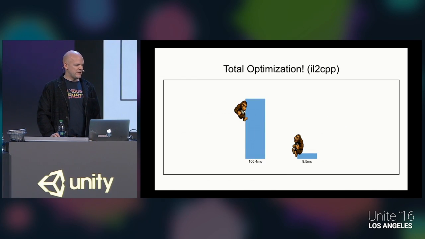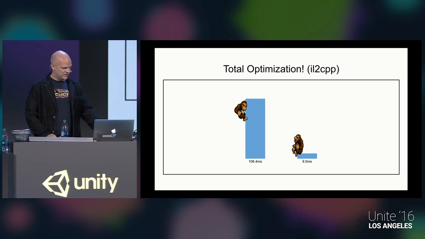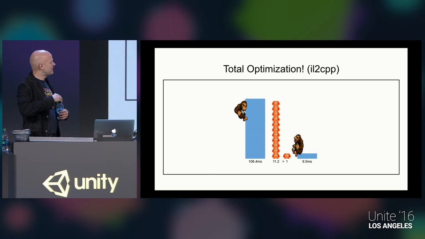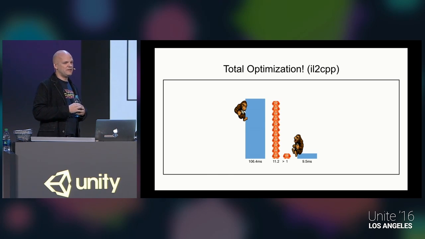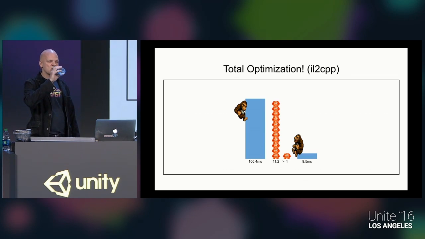Okay, so here we have the results in the end, from 106 in IL to CPP to 9.5 milliseconds. That's a factor 11. And I haven't been doing anything that changes the game code. I've just refactored by hand how the C# is written.